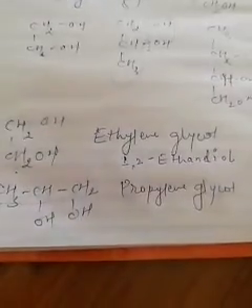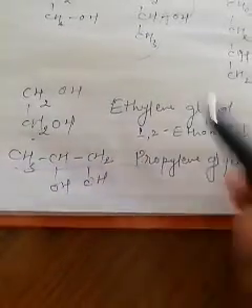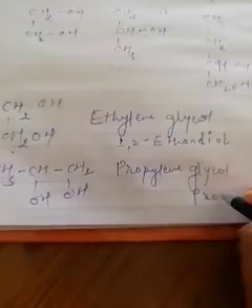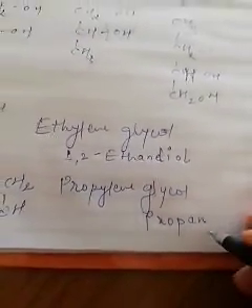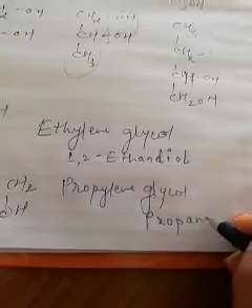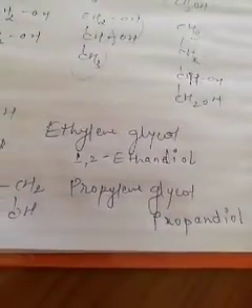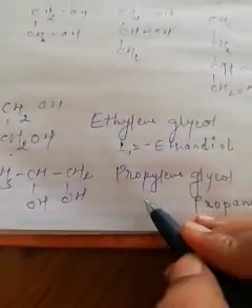IUPAC name is 1,2 ethanediol. Now, come towards the second example. Here the longest chain is of 3 carbon atoms, so the basic alkane is propane. In this propane, we remove the E and write diol, because we are having 2 hydroxyl groups. What is the position of this OH group? Again, it is 1,2 propanediol.